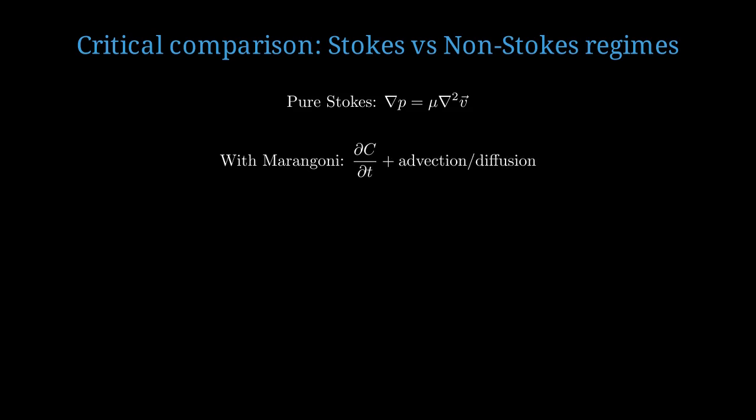Let me emphasize the critical difference between pure Stokes flow and these violation regimes. In pure Stokes flow, there's no time derivative, perfect time reversibility, and the Scallop theorem holds absolutely. With Marangoni effects, we add a time-dependent surfactant equation that introduces irreversibility through diffusion. With viscoelasticity, stress depends on history through a memory kernel, breaking instantaneous time reversibility.